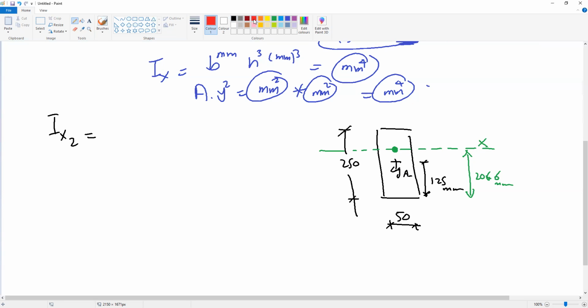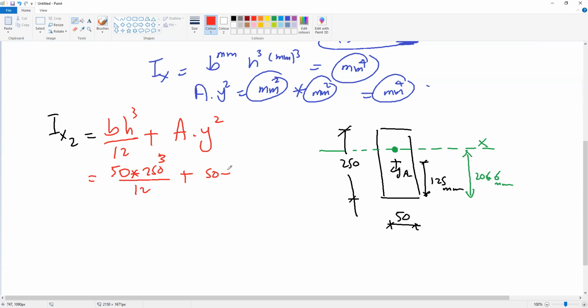So we have two terms. It will be bh cubed divided by 12 plus A times y squared. So for this area, b, parallel to x, is 50. h, perpendicular to x, is 250 cubed. This is the first term. The second term is the area, 50 times 250. This is the area times how much is this distance or this dimension? It is 206.6 minus 125. So y in this case will be 206.6 minus 125 squared.